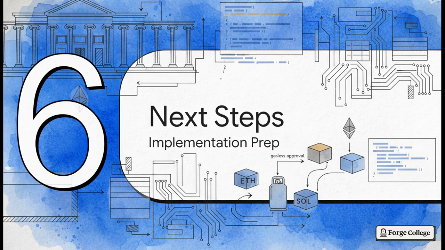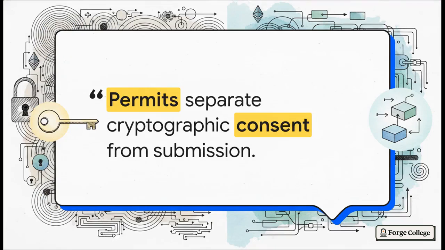Finally, Section 6. Next steps and takeaways. Preparing for implementation. We've covered a ton of architectural ground today. But before you go prep for the actual code, I want to leave you with this core philosophy to burn into your memory. Permit separate cryptographic consent from transaction submission. That's the whole magic trick right there.